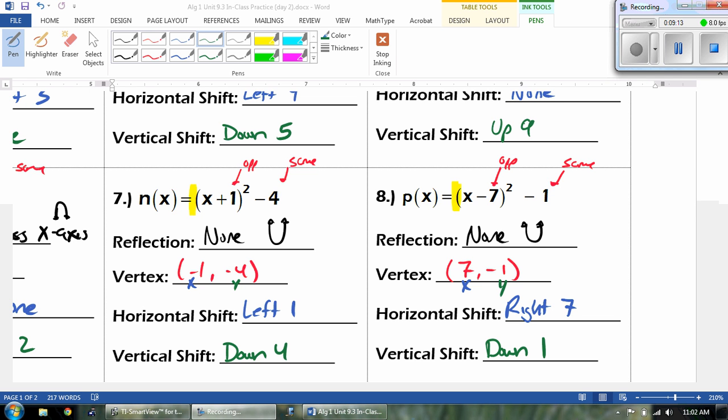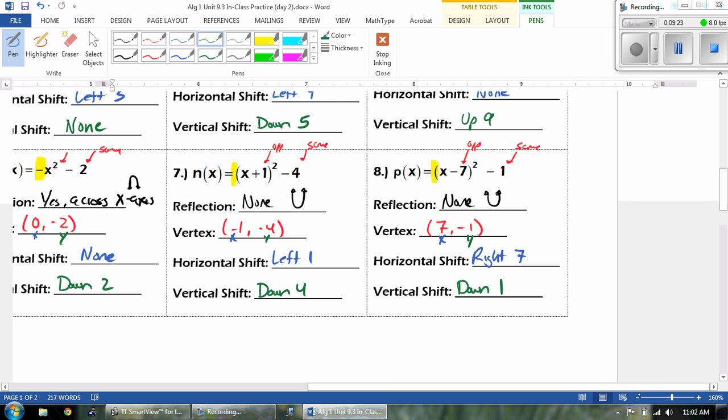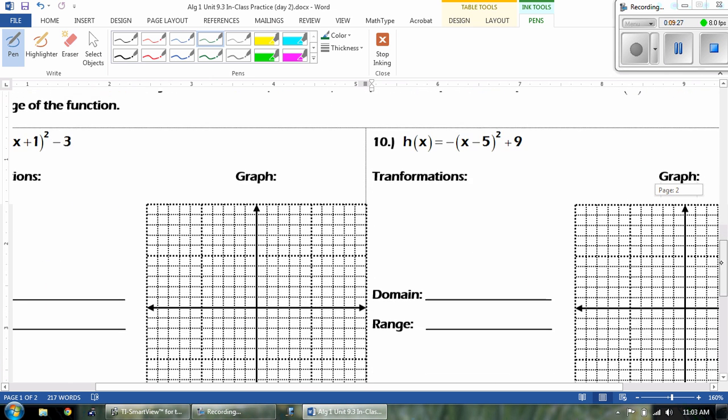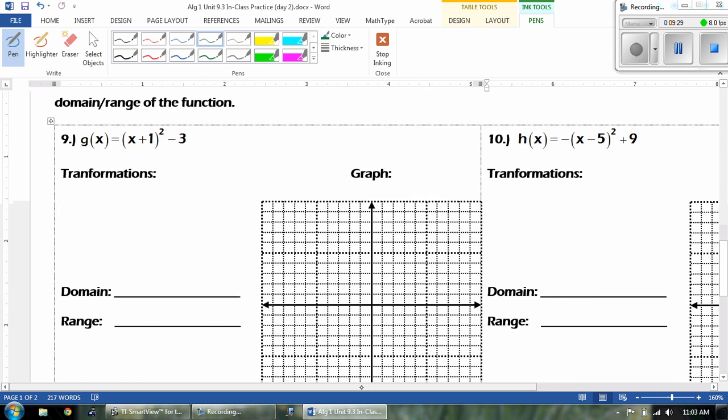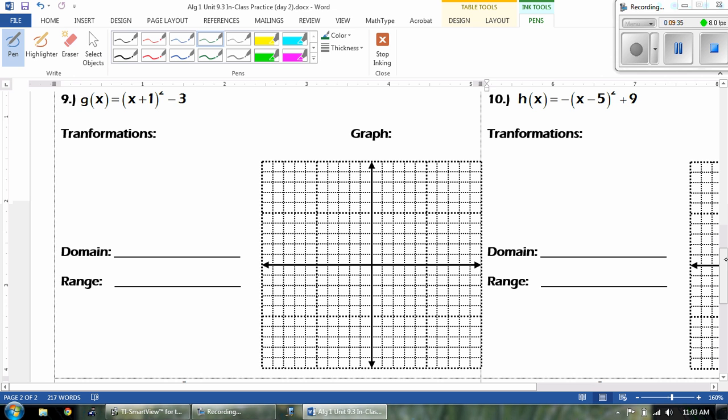Okay, and there are the answers. So if you have any questions on those ones, please come in and ask for help. Okay, let's go back and flip it over. So now what we're going to do is graph these and talk about the domain and range, and we're not going to use a calculator, okay? Let's see if we can do this without one.